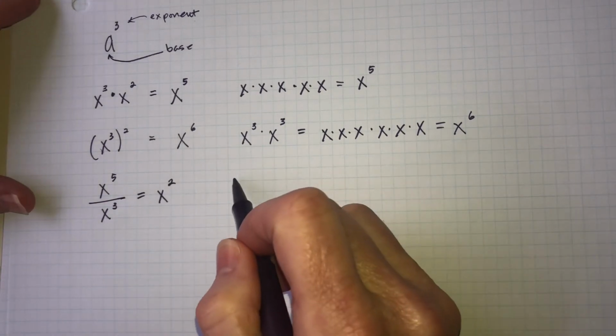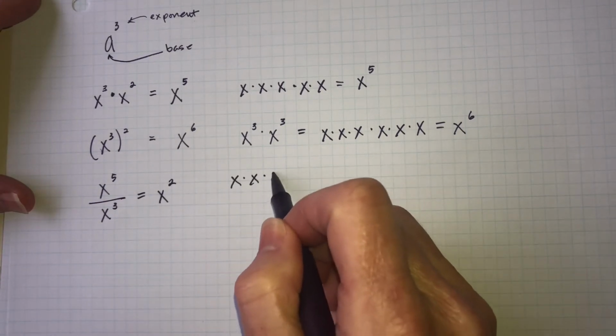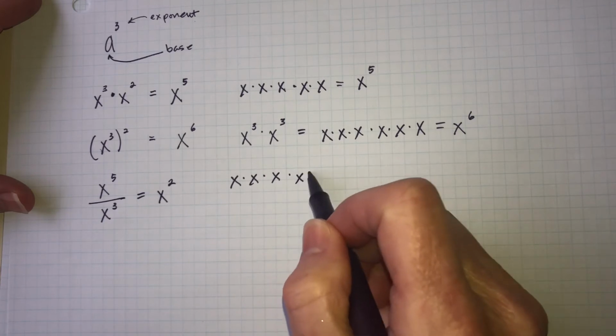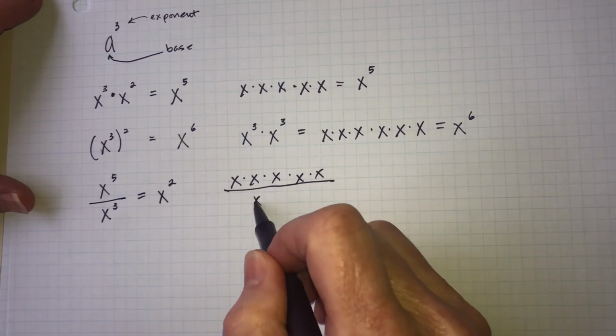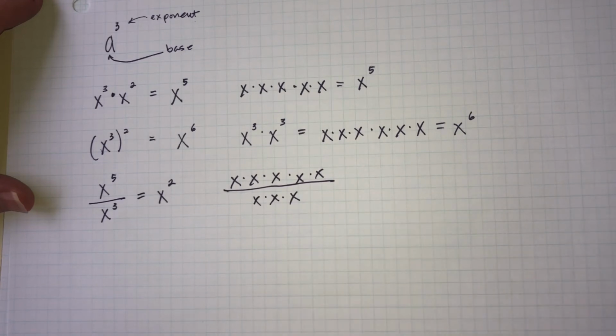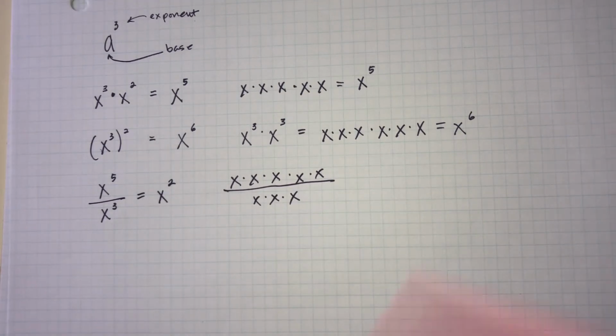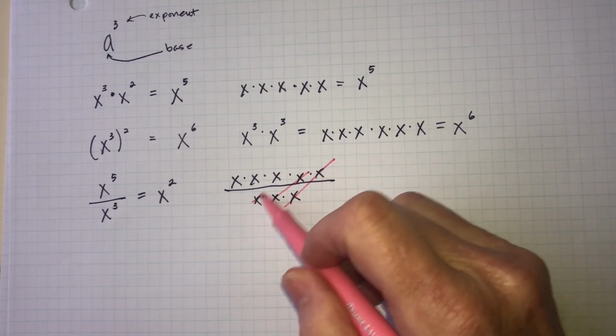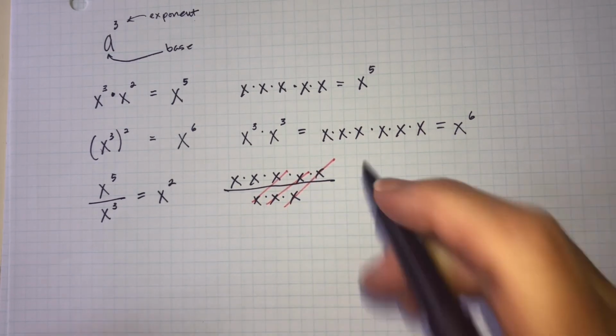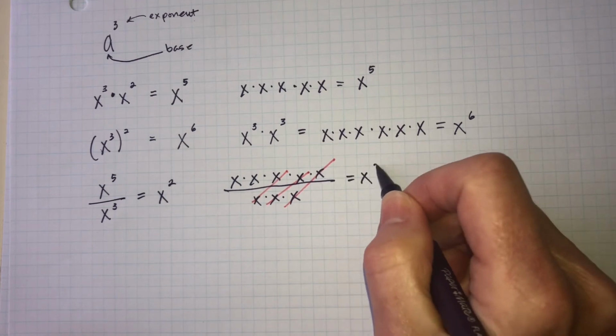Convince yourself. Let's write out the expansion. 1, 2, 3, 4, 5 factors of x divided by 1, 2, 3 factors of x. Well, we can cancel out terms. These can cancel, these can cancel, these can cancel, and that leaves us with x squared.